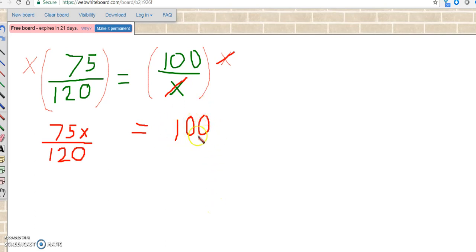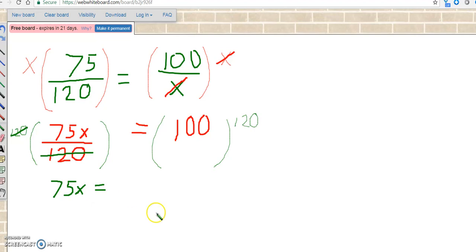We have a regular number here, we have a fraction over here. So we're going to have to do some multiplying again because we've got to get rid of that 120. So what I'm going to do now is multiply each side by the 120. And when I do that, this 120 and this 120 will cancel out, and they will give us 75x, okay?